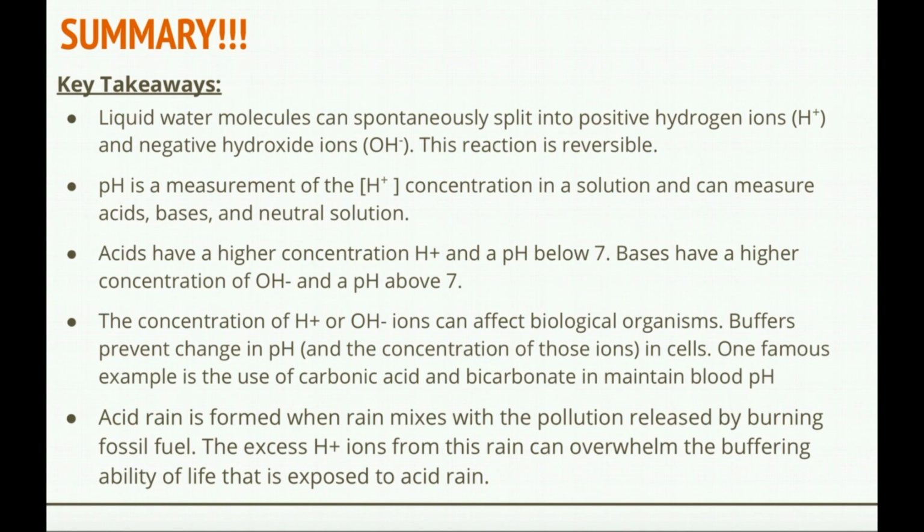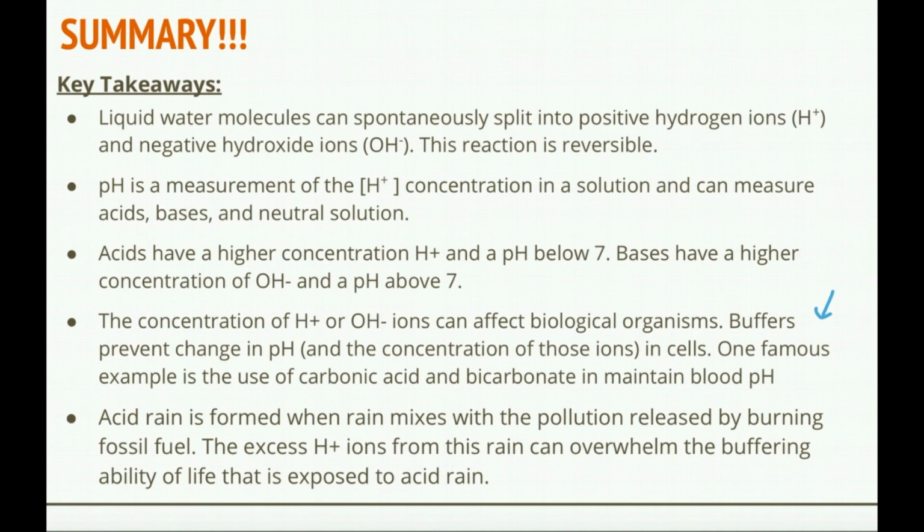All right, so in terms of the concentration of hydrogen and hydroxide ions, biological organisms are sensitive to it, so pH is something that's really critical to keep homeostatically balanced, to use homeostasis to keep it maintained. Buffers are the method for homeostasis in that they prevent change in pH in the cells and allow the cells to continue to function because that pH is relatively stable. One famous example of pH being buffered is through carbonic acid and bicarbonate, which is found in blood and helps maintain blood pH.